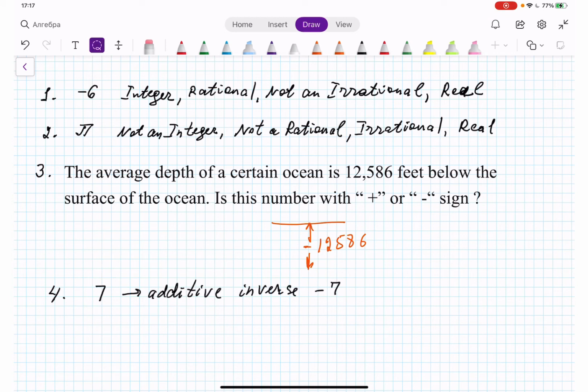Okay, number 5. Find the additive inverse of negative 7.76. So additive inverse is going to be positive 7.76. Question number 6.